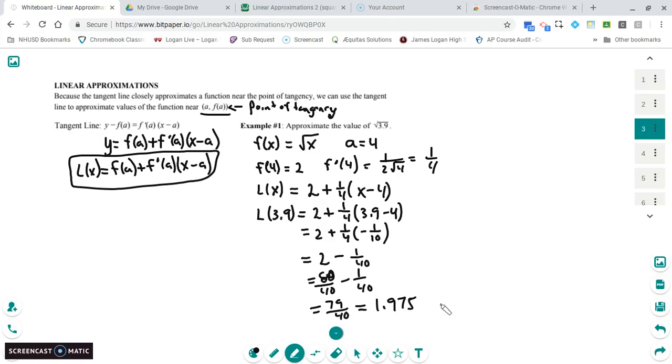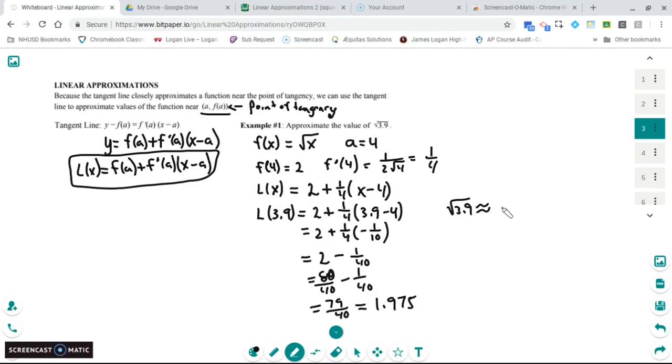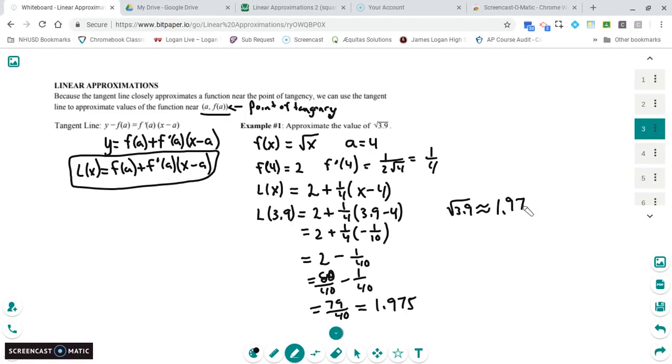Okay, if you put that on a calculator, that comes out to be 1.975. And so just for fun, I actually plugged in the square root of 3.9 on my calculator, and it gives me a more precise approximation. So I thought we would compare it. This one's 1.9748, taken out to 4 places.